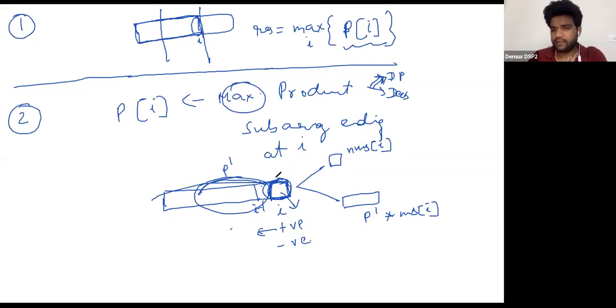So for I, if it is positive, I can find the maximum product subarray ending at I minus 1, whatever that is. I can multiply it with nums of I to get a subarray of length greater than 1. And for a subarray of length 1, it is nums of I. So I can take the maximum of these two, and that will be my answer for I. Right? Everyone understands till now?